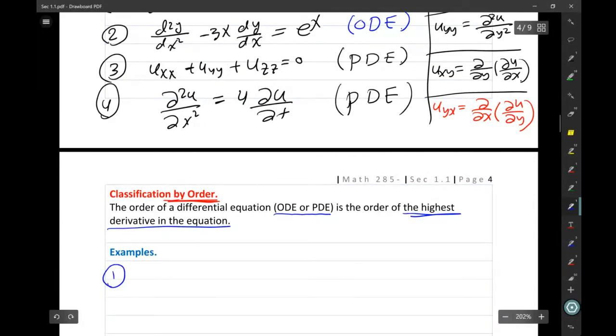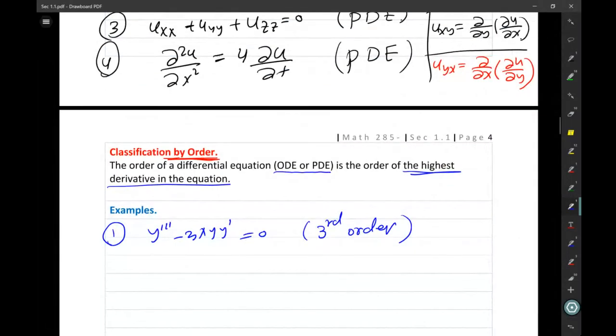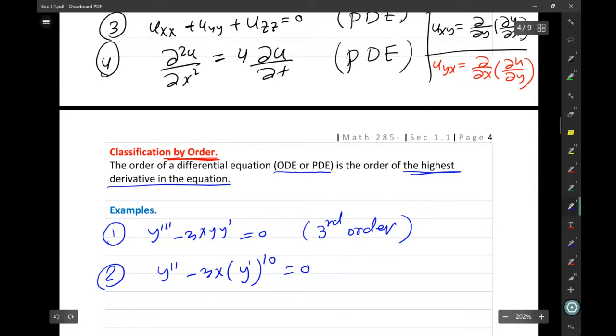Number one, for example, y triple prime minus 3xy y prime is equal zero. Now, what's the order of this differential equation? It is third order, because the highest derivative is 3. For example, y double prime minus 3x y prime to the power 10 is equal zero. Here is the highest derivative. I do not care about this power. I'm taking care of the derivatives. So it is a second order differential equation.